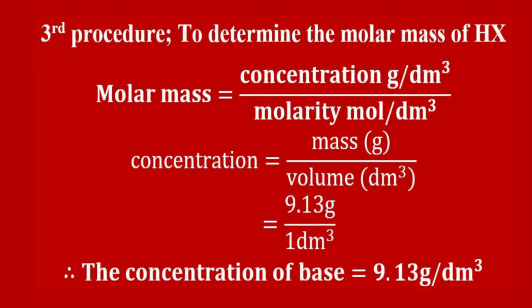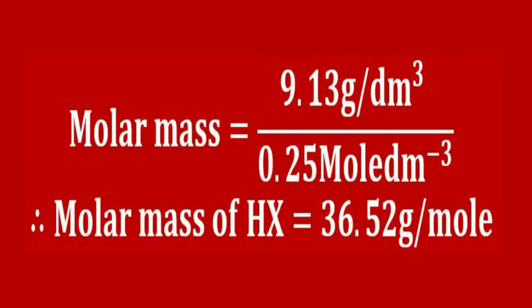In any question of volumetric determination of an unknown element, you are supposed to have the molar mass of the whole compound in order to get the unknown value. So molar mass is the concentration over molarity, in units of mole per decimeter cube. The concentration is the mass over volume. According to our data, the concentration of the acid is 9.13 gram per decimeter cube. So the molar mass is the concentration over molarity: 9.13 divided by molarity 0.25. So the molar mass of HX is 60.52 gram per mole. That is the molar mass of the whole compound of HX, or hydrogen X.